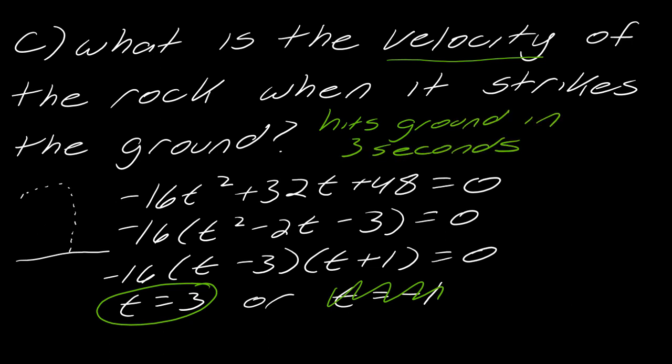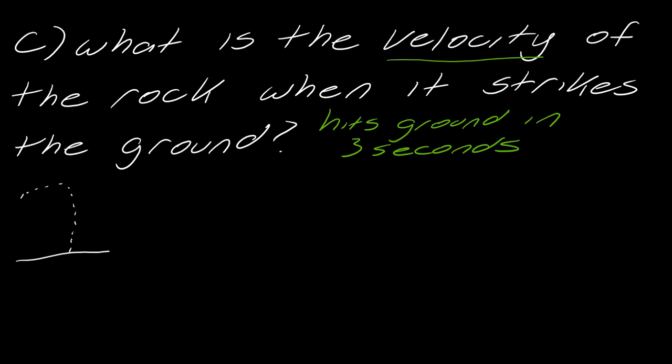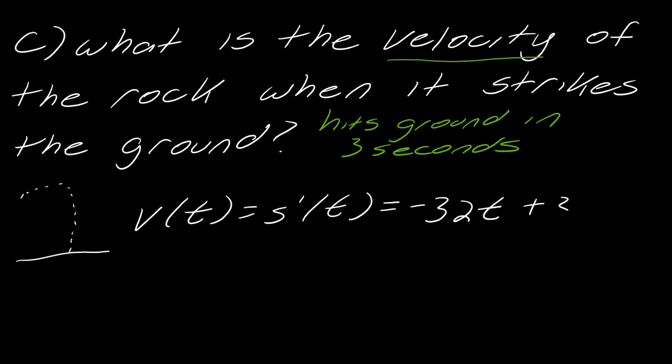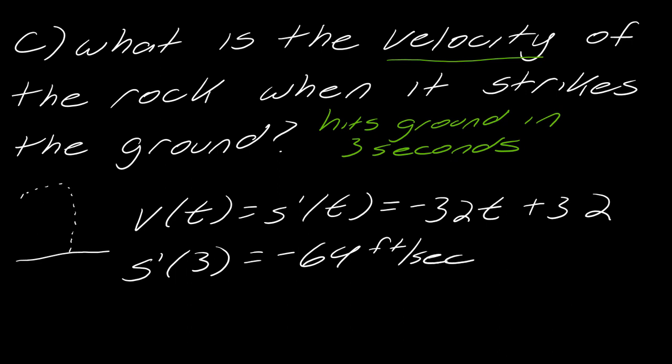Okay, so I needed that information, so now I can put that into my velocity equation. I need to clear some space. So my velocity is just the first derivative of my position function. So this is negative 32t plus 32. Now I just plug in 3 for this. So if I take s prime of 3, I'm going to get negative 64. So that will be negative 64 feet per second. So that's the velocity as it hits the ground.